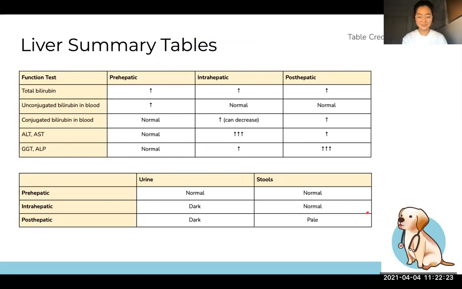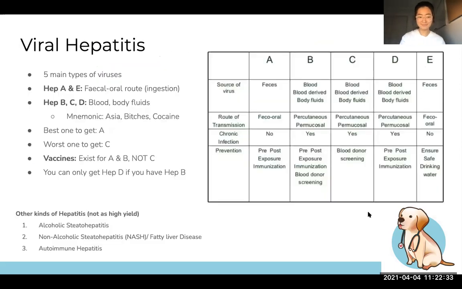But yes, these are two very, very good summary tables that we got last year. So if anything, make sure you know these tables. It summarizes it very, very well. So definitely learn these.